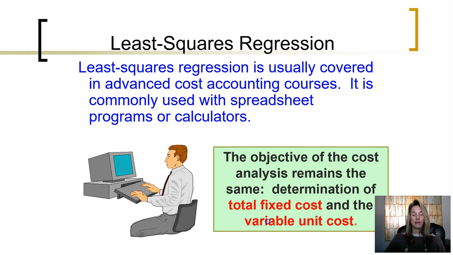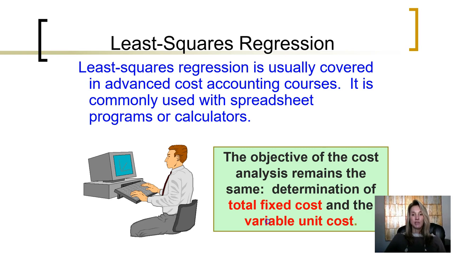Although we know that the High-Low method is a little bit more accurate than the scatter diagram, today we now have a third method called the least squares regression method. Least squares regression is usually covered in advanced cost accounting courses. Let's just suffice to say that it can be done with spreadsheet programs or calculators today.